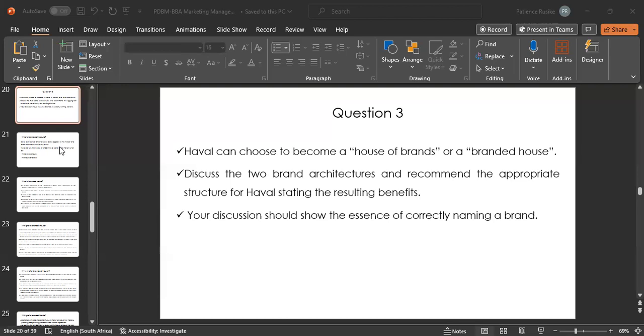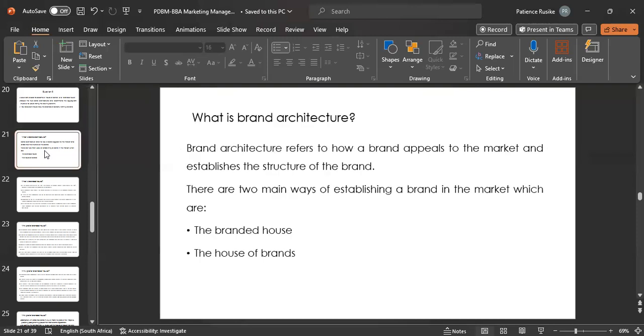So basically, we just have to break down certain concepts so that when we explain as we go along, we know what we are talking about. So we want to define what is brand architecture, right? The house of brands and branded house are actually types of brand architecture. That's why if we know what a brand architecture is, then it will be easy for us to break down the branded house and the house of brands.